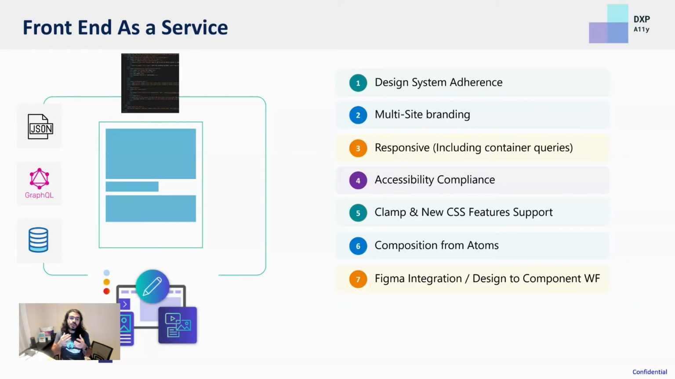The second one is your component should work well anywhere you put it, whether you put it in the main part of your page or on a sidebar of your site. It shouldn't break in either one of them. And this is where things like container queries in CSS would help dramatically, but your front-end as a service framework has to support that for you to be able to do that.